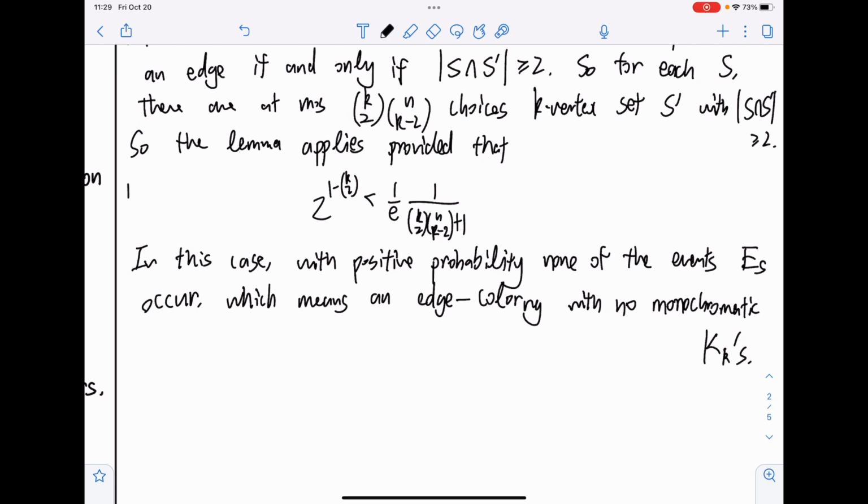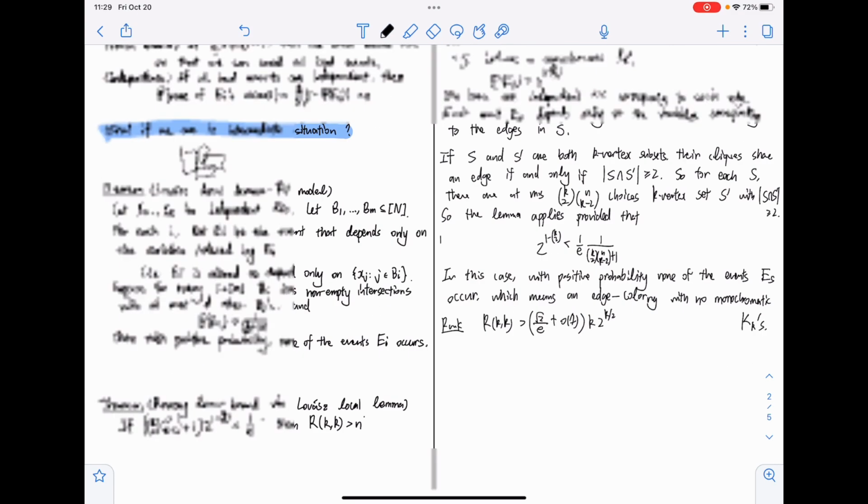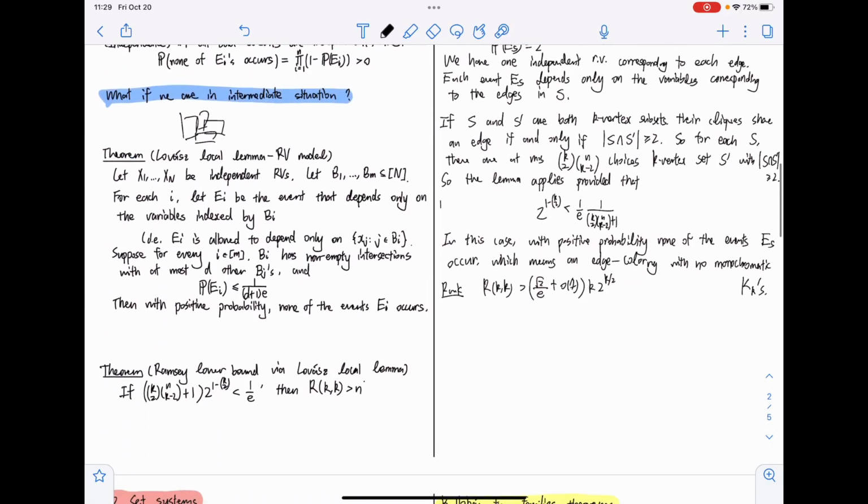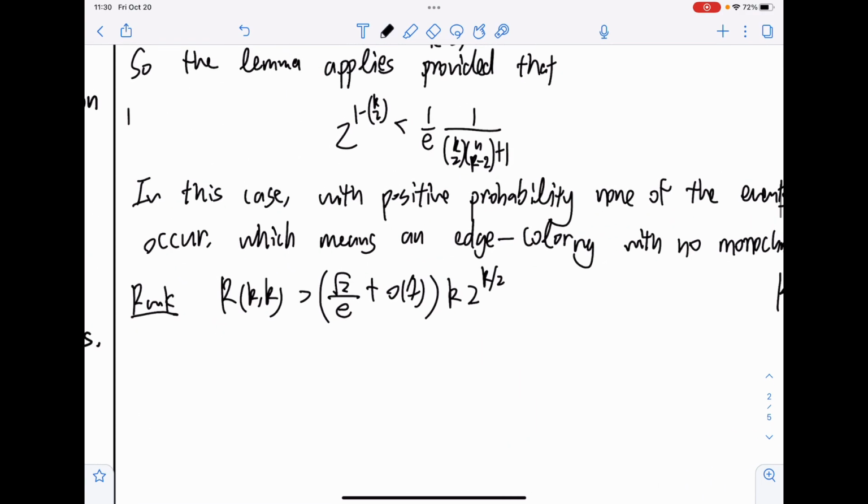And as we've done before, we can also get a lower bound by optimizing n. And for this one, we'll get that the Ramsey number is bounded below by square root of 2 over e times (1 plus o(1)) times k times 2 to the power of half k. Once again, it improves the previous bound by a constant factor of root 2. And actually, this one is the best known lower bound to R(k,k) today, excitingly.